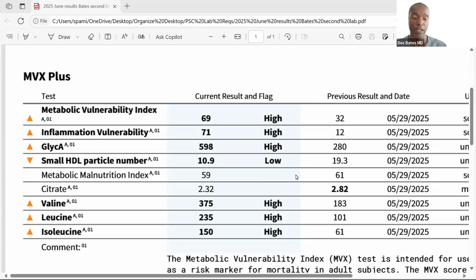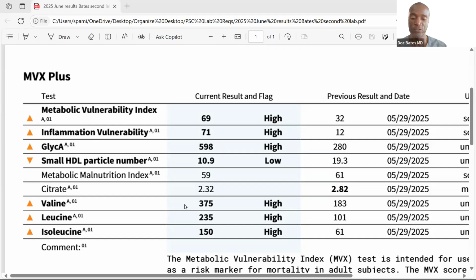So then this is also very interesting if we go down to the metabolic malnutrition index. What we see here, the score hasn't really changed very much, but when we look at the citrate on the 29th of May, that was the one fairly abnormal test. This was elevated, meaning that the mitochondria are not functioning the way that they normally should. But the silver lining here is that the citrate actually improved, the level improved.